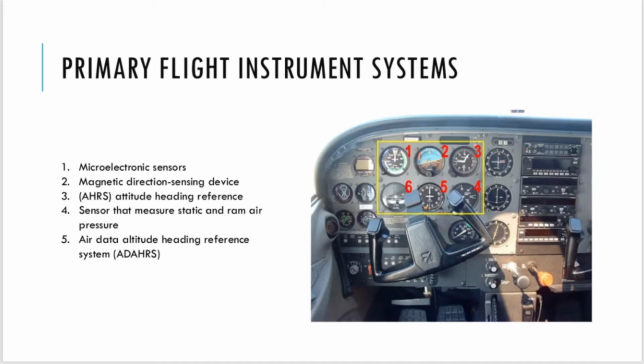And for the ADAHRS, which is the air data attitude heading reference system, it combines all of the systems like the pressure altitude, indicated airspeed, vertical speed, and true airspeed, and these systems are combined into the ADAHRS and described as one integrated unit. I think that's all from me.